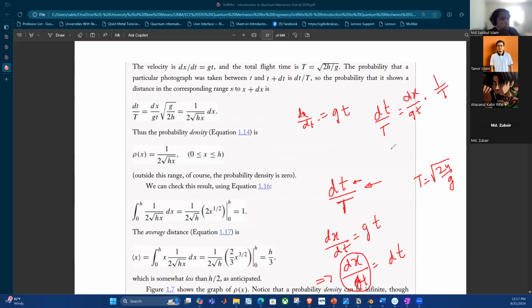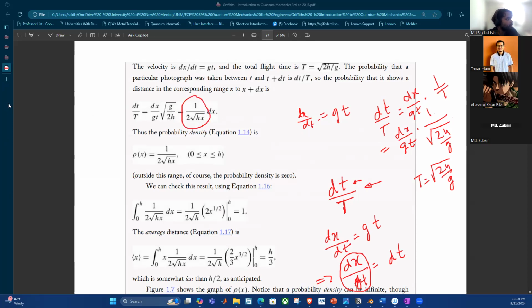So dx over gt multiplied by 1 over the square root of 2h over g. You have that. If you simplify, the square root of g will come on top, and it will be the square root over 2g. You will find this term from here, and this is your probability distribution. This term is your probability density function.